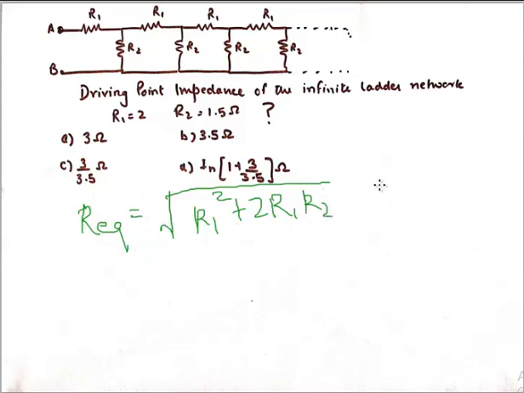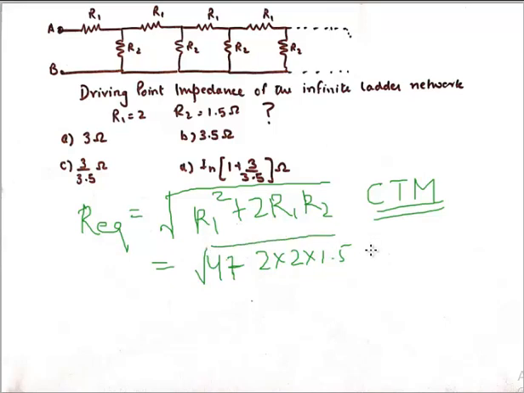This is very important for quick solving of questions in GATE. If you remember this formula, you'll be able to solve it in no time. So 2 into 2 into 1.5, so it will become the square root of 10, and the square root of 10 is 3.5 ohm. So this will be the correct answer.